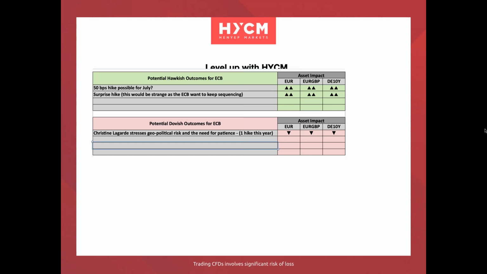But if it's dovish, say Christine Lagarde stresses geopolitical risk, maybe she stresses what's going on with Russia and Ukraine, maybe she talks about worries about slowing growth, then that could weigh on the euro. Particularly, you wouldn't expect euro pound downside, but particularly expect euro dollar downside. That would be the go-to currency pair for trading.